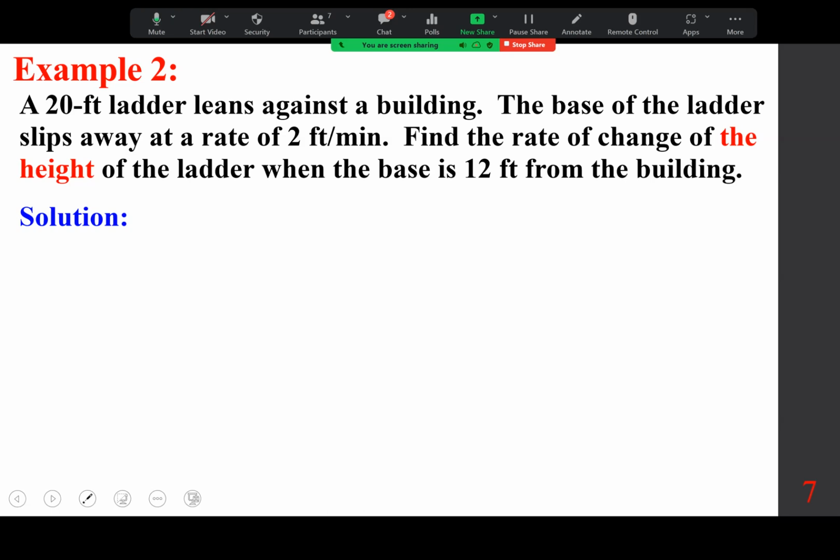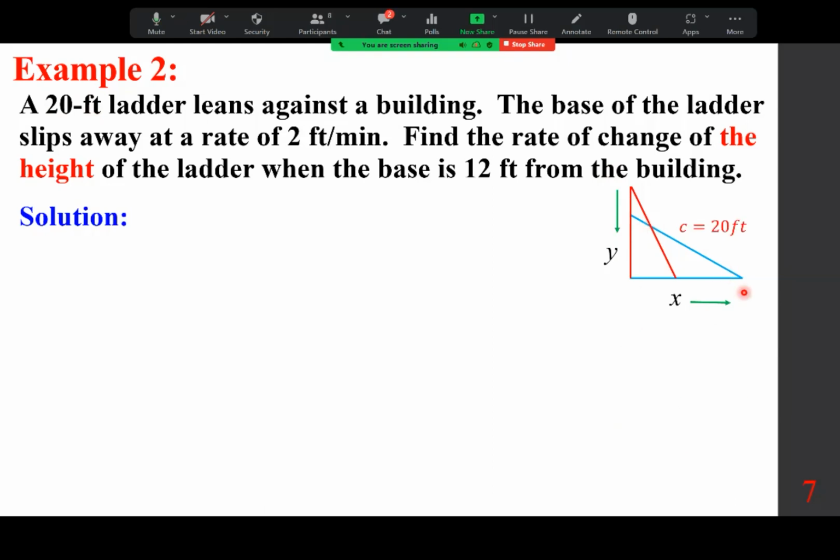So let's see how it looks. Here's the wall, the building, here's the ladder. It's moving away from the base and creates this situation. It's important to understand the length of the ladder is fixed, capital L, which happens to be 20 feet. So that doesn't change. As x moves to the right, y moves down.